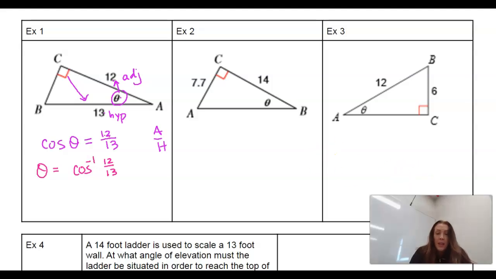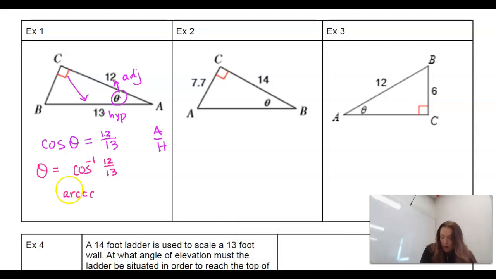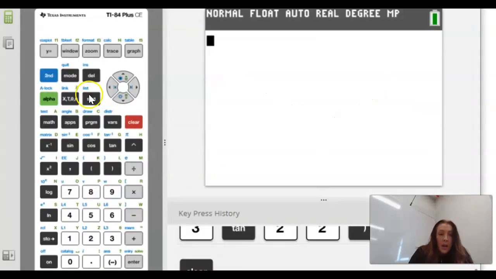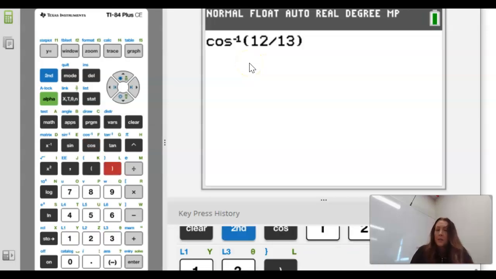So we're going to type this into a calculator. If you're using a computer, you can type in arc cosine 12 divided by 13. This is for the computer. If you're using a scientific calculator, it's going to look like what I show you next. I hit my second cosine. You notice how the notation comes up and it already puts my parenthesis in there. And we're going to do 12 divided by 13.